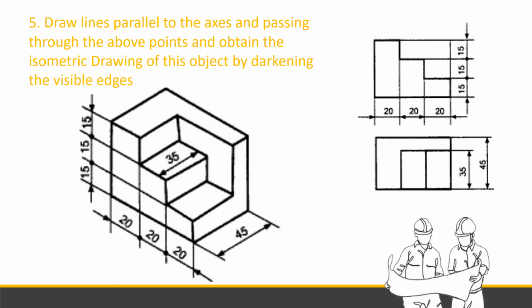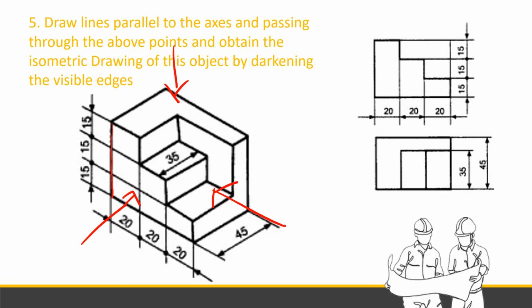And then draw lines parallel to the axis and passing through the above points and obtain the isometric drawing of the object by darkening the visible edges. So the visible edges or the visible lines are these lines. So yung mga lines that define our drawing. So isometric drawing shows your three principal views: the front view, the top view, and the side view. So ito yung pinapakita ng isometric drawing.